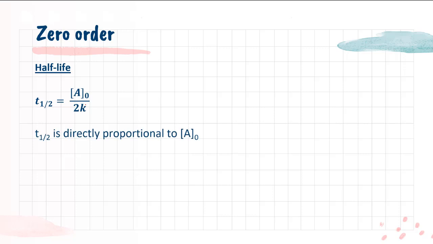Last one, let's look at the half-life for zero order. We have the formula t half equals the initial concentration of reactant A over 2k. From this formula, we can see the half-life is directly proportional to A naught. This means that when our initial concentration decreases, the half-life decreases as well. So our first half-life is greater than the second half-life, or in simple words, the half-life decreases over time.